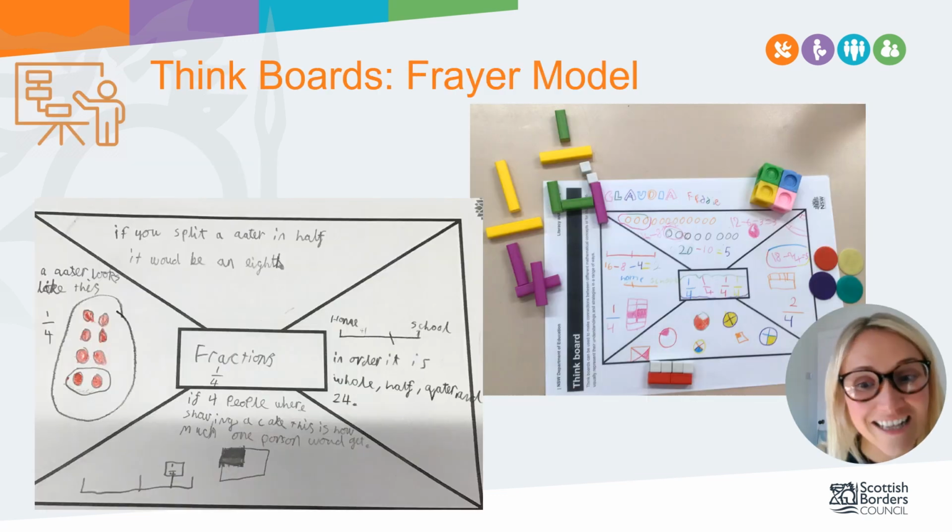Our next strategy is around the use of think boards, and these are often created using the Fourier model. Think boards are a brilliant way of establishing learners' understanding of different concepts and allowing them to demonstrate that thinking in a multitude of different ways. That could be using concrete manipulatives, pictorial approaches, maybe a written word problem, or different types of diagrams to demonstrate their thinking. It's a really nice way to unpick that depth of understanding.